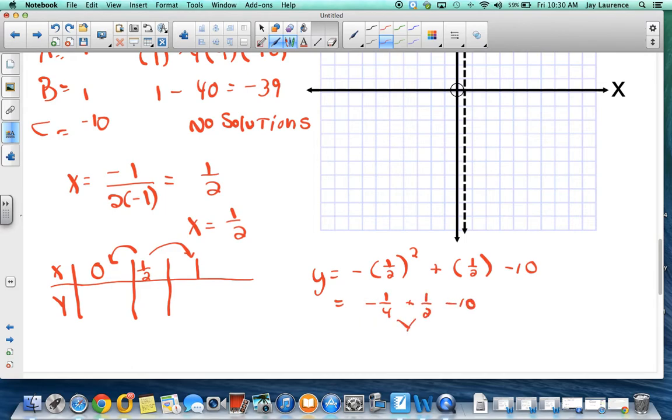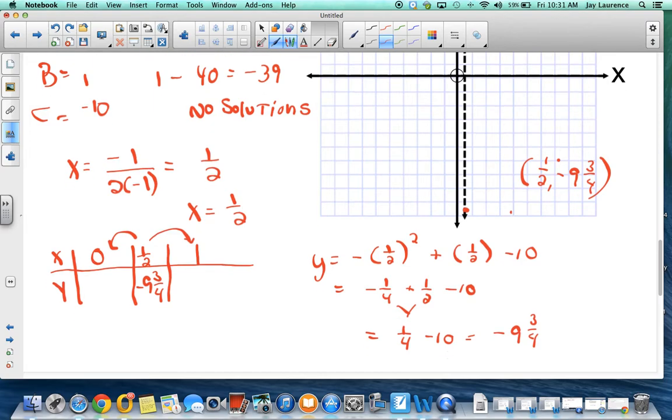And so this number is twice as big as that one, so it'll come out to be 1/4 minus 10, which should equal negative 9 3/4. So negative 9 3/4 is the y-coordinate of the vertex. It's going to be way down here at positive 1/2, negative 9 3/4.